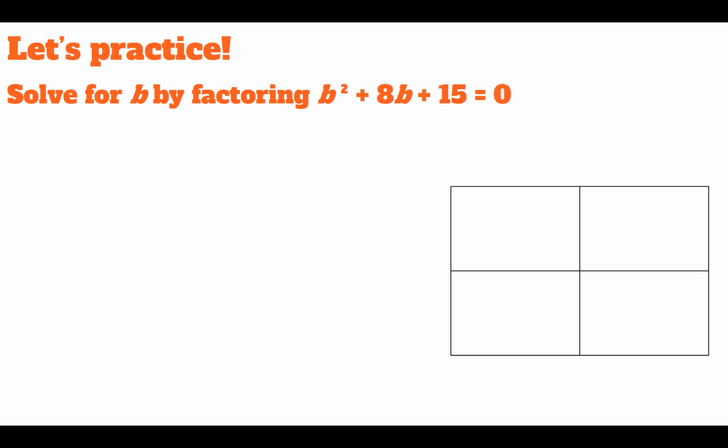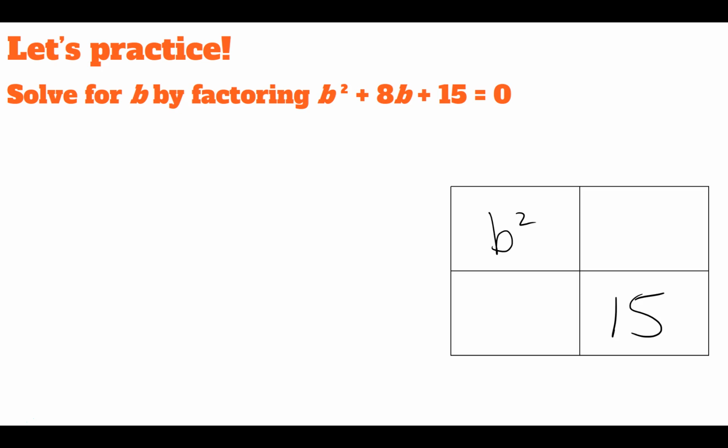What do we know? Where to put? What do I do? Okay, so b squared goes there. And then 15 goes in the bottom right. Remember, we're trying to figure out the factors first. So b squared is in my top corner. 15's in our bottom corner. How do we figure out what goes in the other ones?